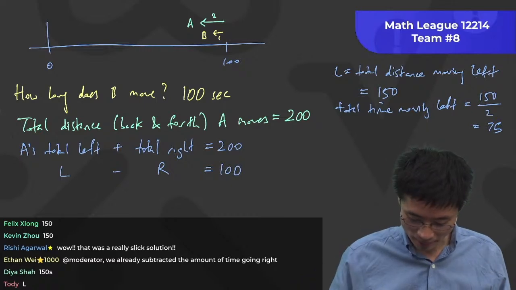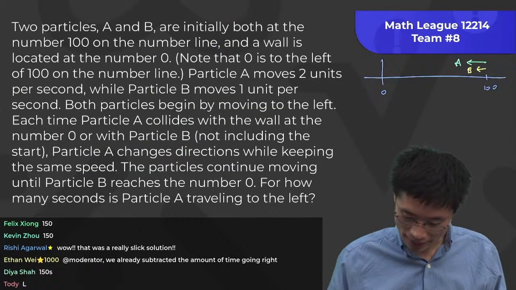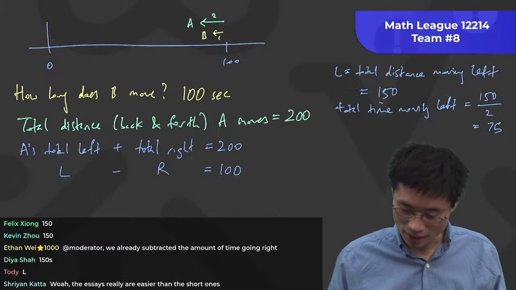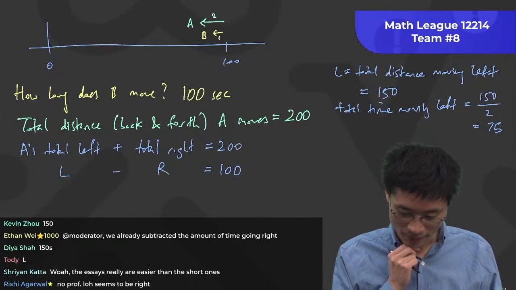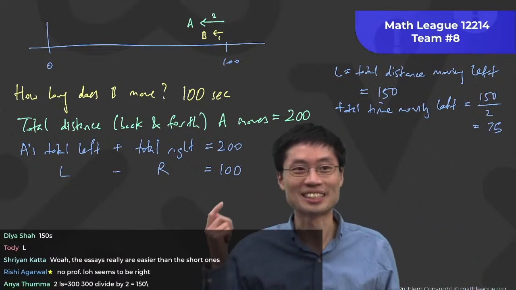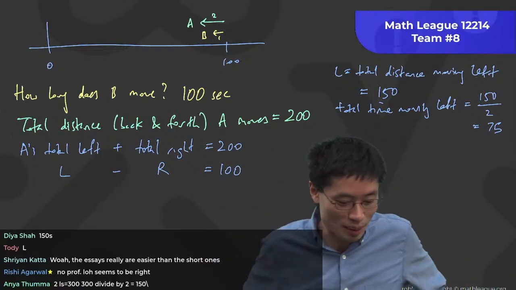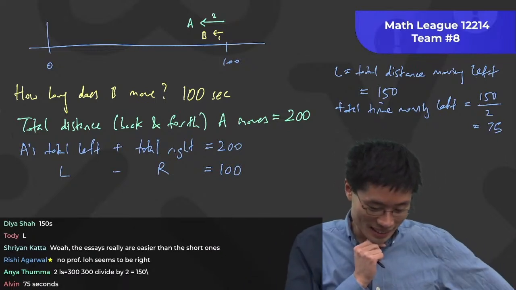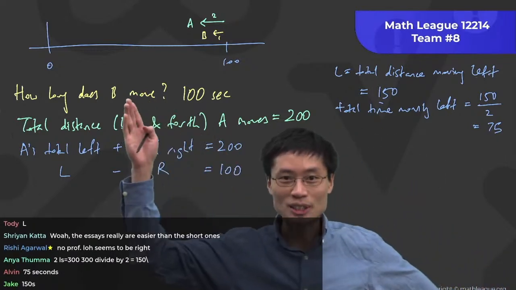There's no 1/3 here. How many seconds is A traveling to the left? Does that even make sense? Let me see. So I'm rechecking my work because maybe I'm wrong. I was expecting a 1/3 to pop up. So let's see. I'm just double checking again. Does this logic make sense?